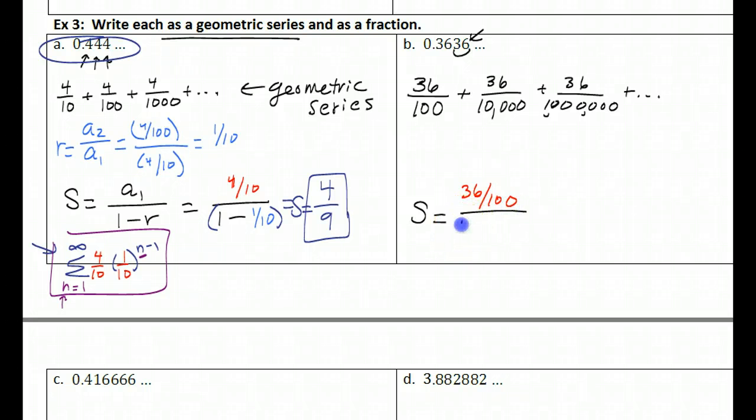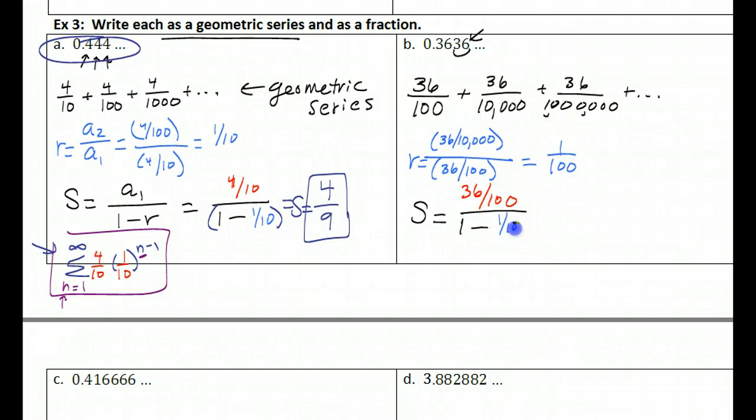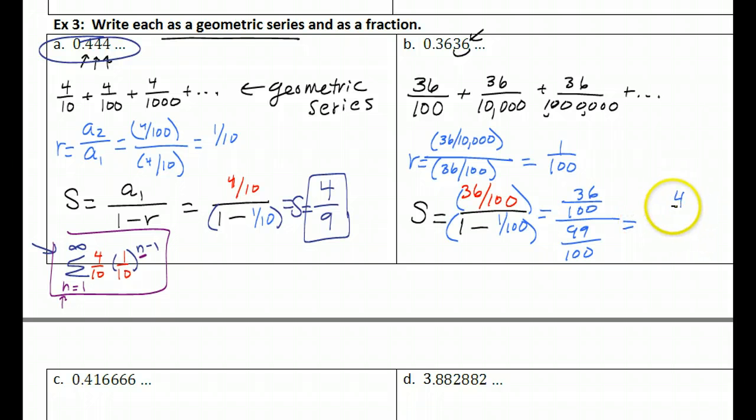And then again, I need to find r, and this time the bottom number is increasing by 100, and if you just do term 2 divided by term 1, you would also get 1/100th. And I want you to do that in fraction form so it matches. So I've got 36/100ths over 99/100ths. Anyways, that is going to reduce to 4/11ths.